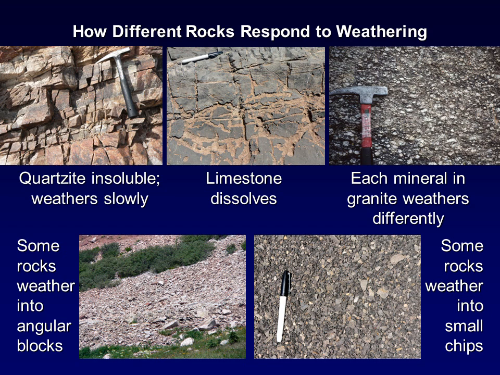Some rocks weather into angular blocks. Some rocks weather into small chips. So again, it just has to do with how strong the rock is and how it was originally deposited. If it was originally deposited in fine, small layers, it's more likely to break into chips. If it's a resistant, very hard rock, it's more likely to break into angular blocks.